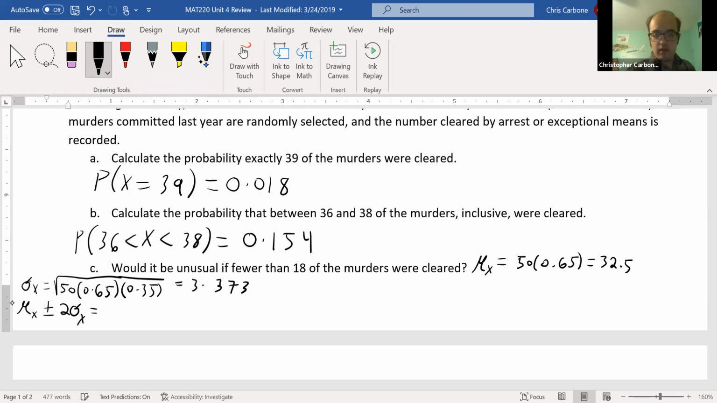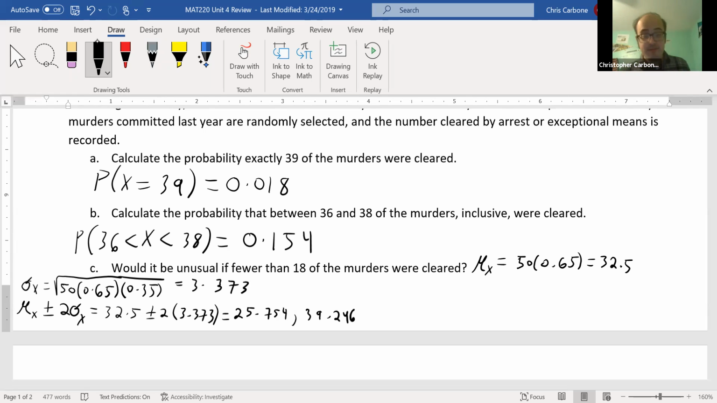This amounts to 32.5 plus or minus 2 times 3.373. If we subtract, we get 39.246. And, excuse me, that's when we add. Let me do this in order. If we subtract, we get 25.754. And when we add, we get 39.246.